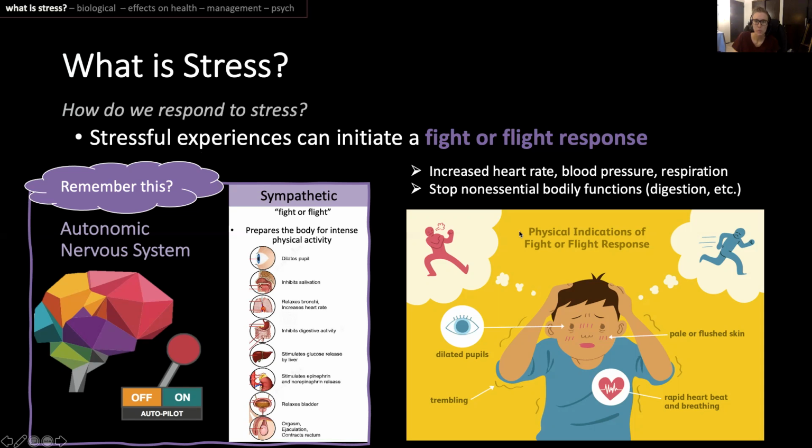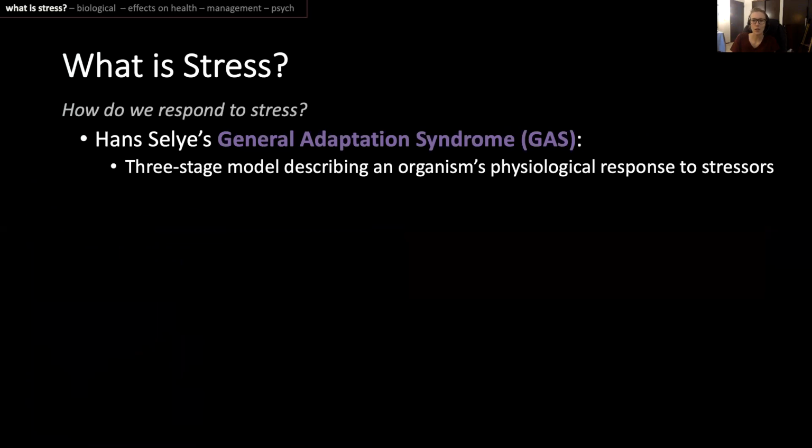And there's a model that Hans Selye developed called the General Adaptation Syndrome, or GAS, which is a model describing how we respond to stressors. And just some backstory on where this came from. This individual was looking at the effects of stress in rats. In mouse models, you can do more hands-on manipulation to see what stress does. So he exposed rats to a variety of different stressors.